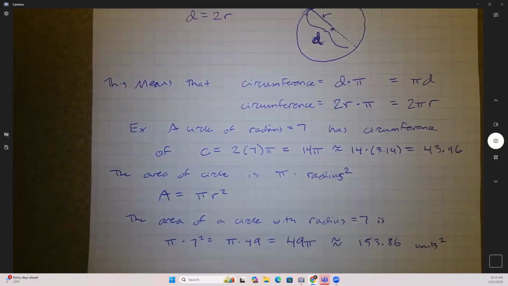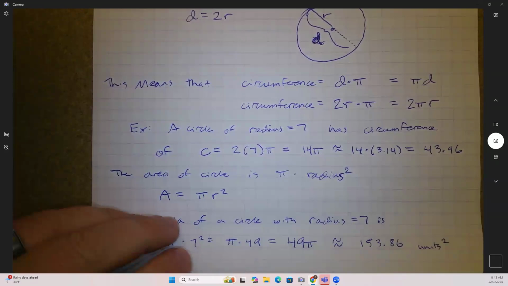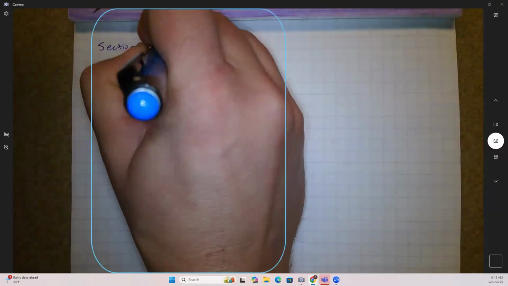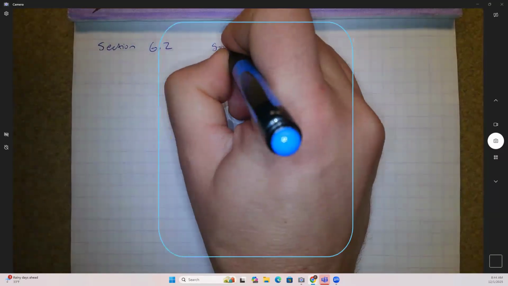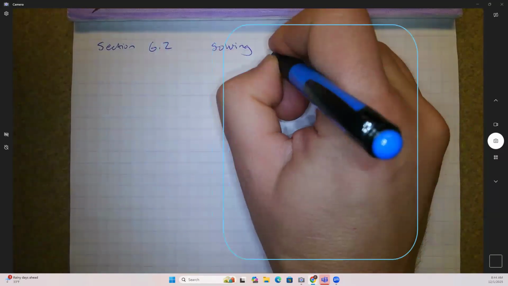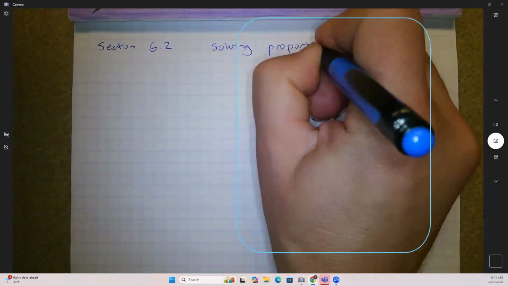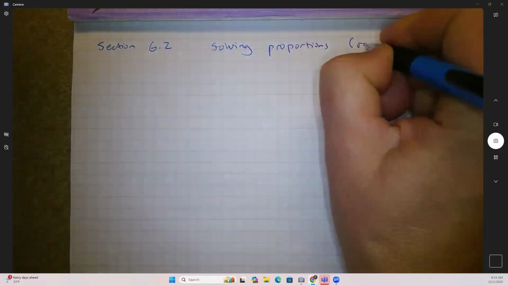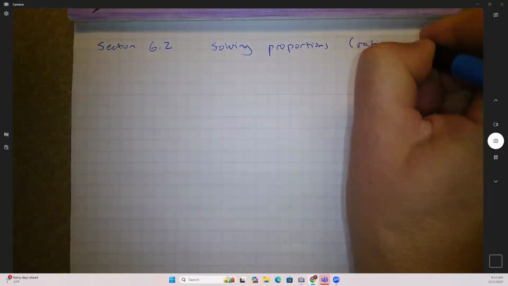Okay, we are ready for section 6.2. 6.1 was mostly introducing what ratios were and working with them when they're mostly numbers. 6.2 is solving proportions, which is just another word for ratio equations.